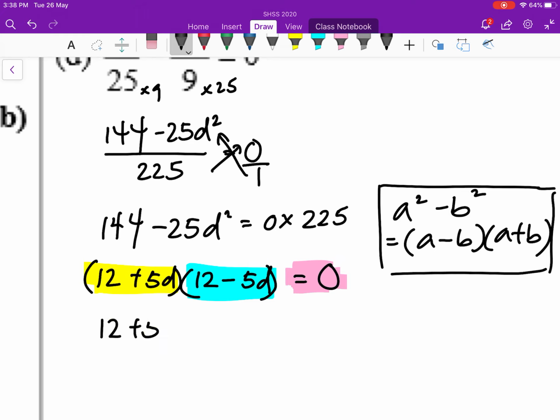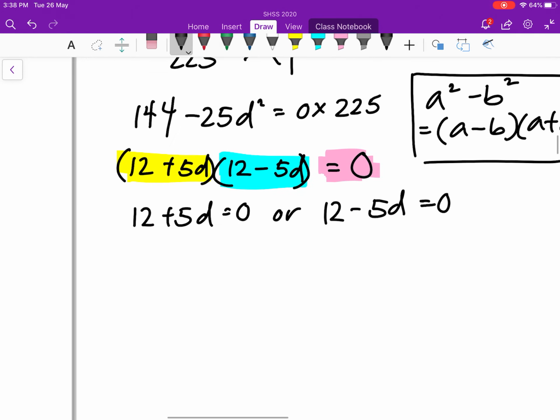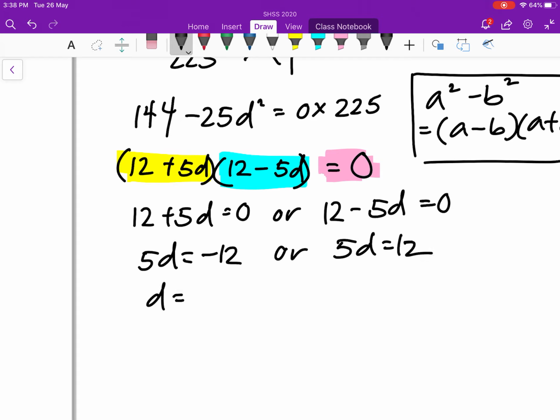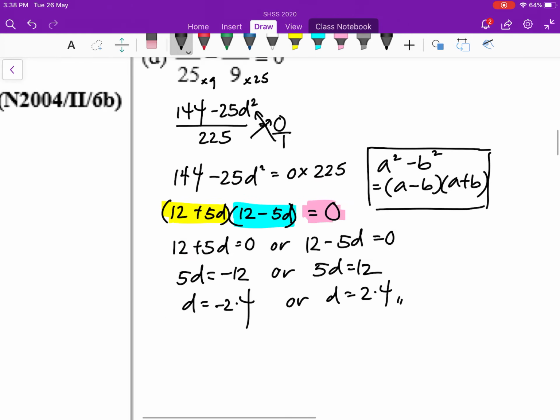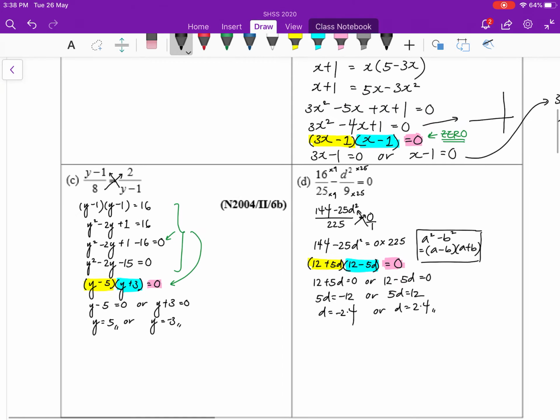Same. 12 plus 5d is 0, or 12 minus 5d is equal to 0. Shift over: 5d is minus 12, or 5d is 12. Divide by 5: minus 12 divided by 5, you get minus 2.4, or divide by 5, you get positive 2.4. Alright, this is part D.